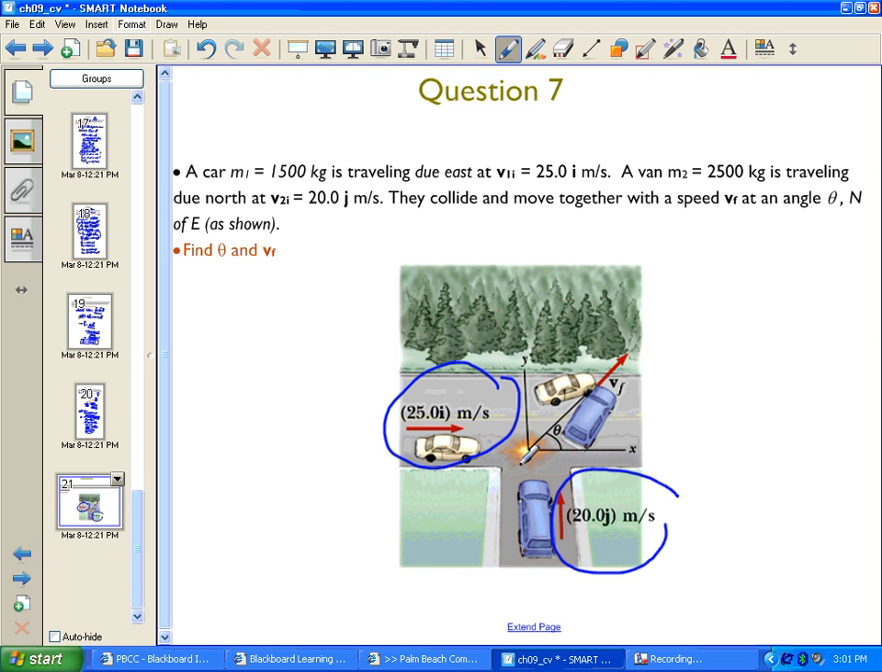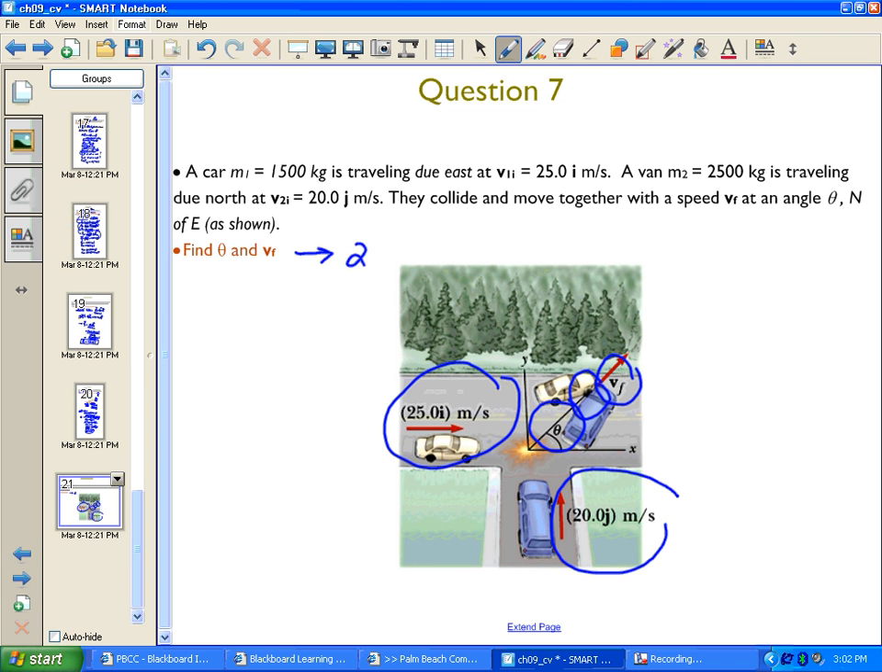Unfortunately, they collide, and as a result, they become entangled, say wheel to wheel are locked. These are, quite frankly, the easiest type of problems to solve for. And as a result, they move at a common velocity, which makes an angle theta along the first quadrant, or in other words, north of east, at some angle. And of course, they ask us to determine that angle and the final velocity.